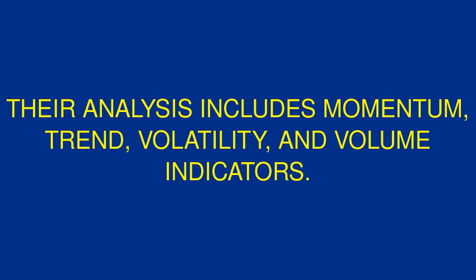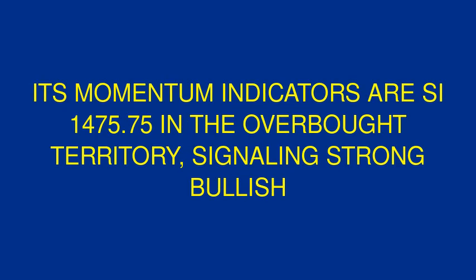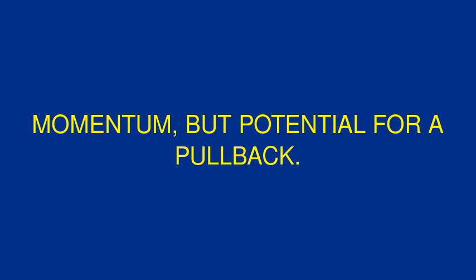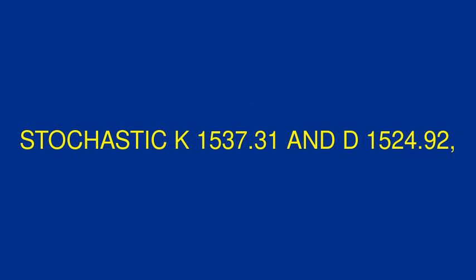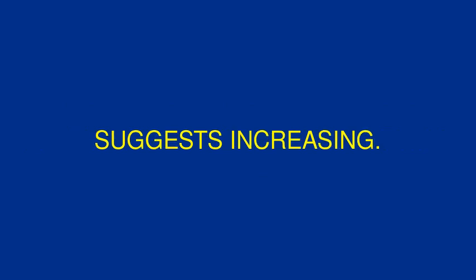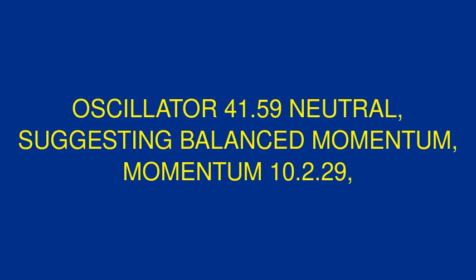Technical indicators. The analysis includes momentum, trend, volatility, and volume indicators. Momentum indicators: RSI 75.75, in the overbought territory, signaling strong bullish momentum but potential for a pullback. Williams %R 14 -59.93, neutral, indicating the stock is not at extreme levels. Stochastic K 37.31 and D 24.92 suggests increasing momentum, with K 30.73 and D 40.16 indicating short-term bullishness. Stochastic RSI K 88.87 and D 61.88 reflects strong short-term upward pressure. Ultimate oscillator 41.59, neutral, suggesting balanced momentum.